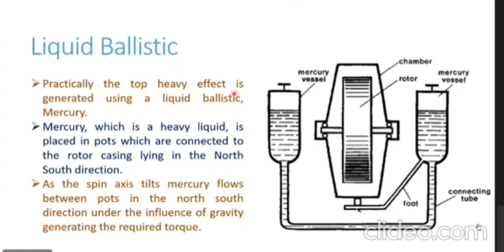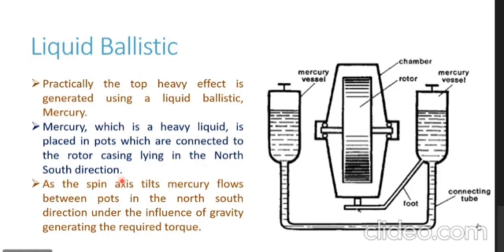So practically the top heavy effect, or if you require the bottom heavy effect, it is generated using a liquid ballistic. Ballistic means something like the ship's ballast, a liquid which we require to put some weight for our advantage, for our benefit. So in this case, we want some weight to be fitted on the casing, and that weight is generated because of mercury. So that is why it is called mercury ballistic. Now mercury, which is a heavy liquid, is placed in pots which are connected to the rotor casing. These pots are lying in the north-south direction.